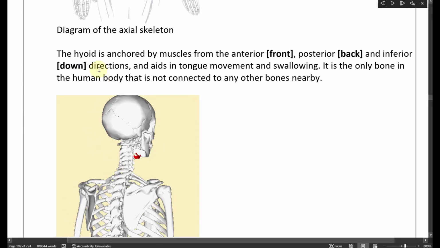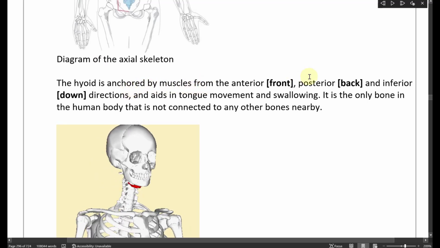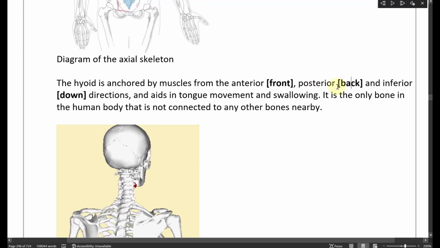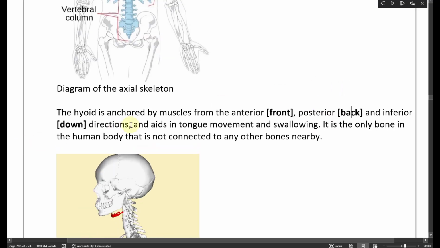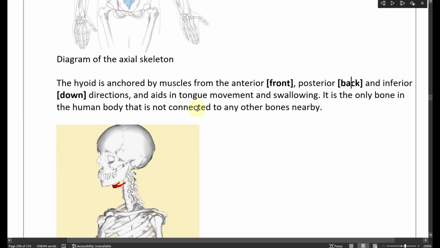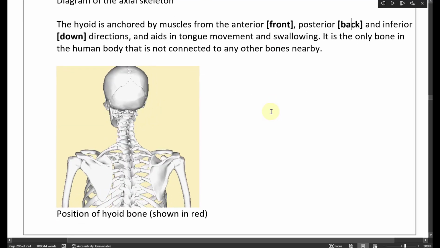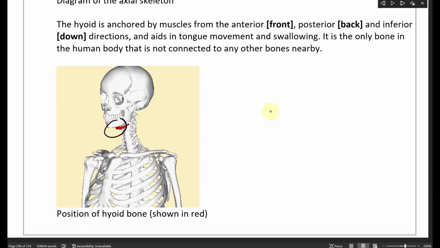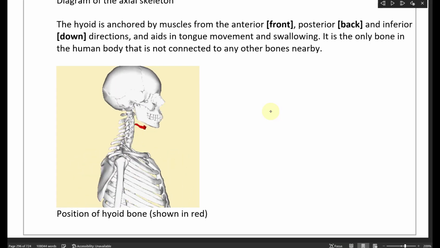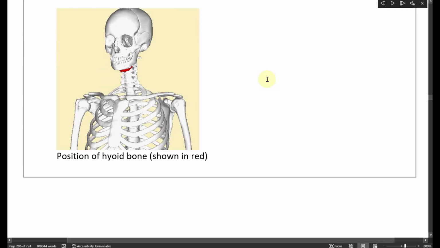So the hyoid is anchored by muscles from the anterior front, posterior back, and inferior down directions, and aids in tongue movement and swallowing. It is the only bone in the human body that is not connected to any other bones nearby. That's an interesting one. I had no idea about this bone. It's pretty fascinating, connected from the back, down, and front.